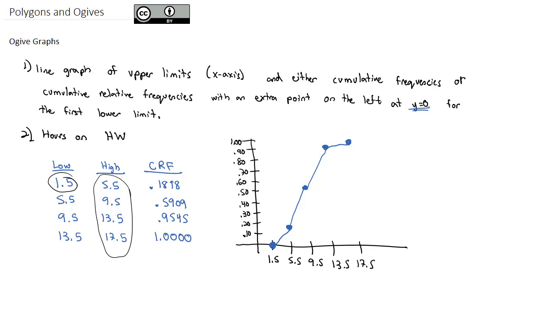Now, of course, every good graph needs a title. This is not going to have a title of ogive because that's the type of graph. What we're looking at is the time spent on homework. The x-axis is the time upper limits in hours. And then the y-axis is the cumulative relative frequency. And that becomes my ogive graph representing the cumulative relative frequencies as we go through our data set.